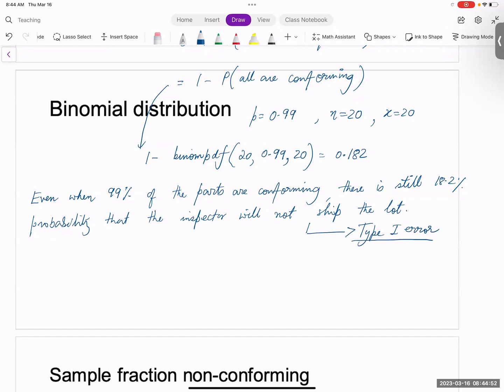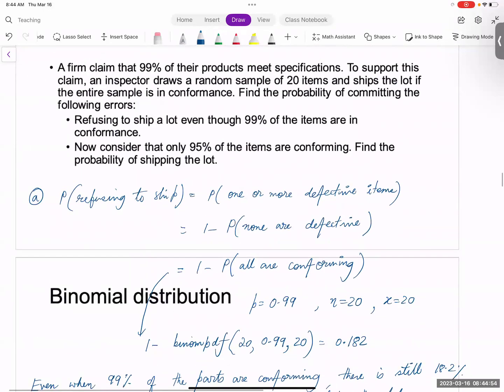Okay, let's do the second question. The second question is, now consider that only 95% of the items are conforming. Okay, fewer items are conforming now. Find the probability of still shipping the lot. You see now your lot has more defectives, right? And we're interested in the probability of still shipping the lot.